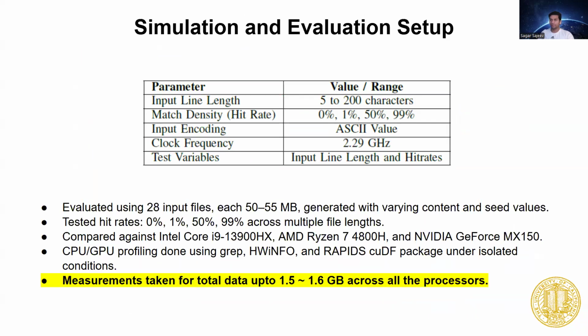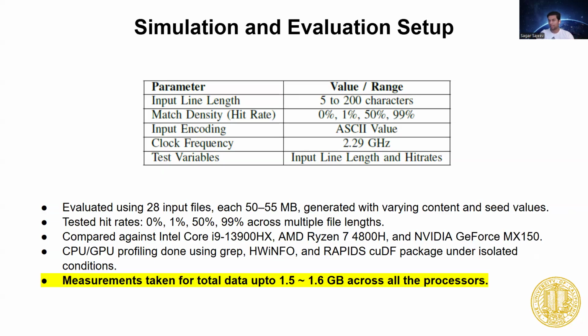Through the simulation and evaluation setup, we built 28 synthetic input files through a random number generator. Each of these input files had input lines varying from 5 characters to 200 characters, which is close to 3 to 4 lines of sentences in a normal text or a novel that you may read on a day-to-day basis.